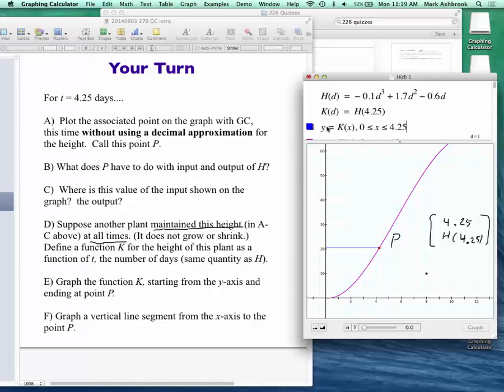So you have to define a function first in one line. You have to graph it in a different line by using y and x. Our function is defined as this constant height, the height of the sunflower at 4.25 days. Then we started it at the y-axis, and we ended at the point P, which is x equals 4.25.